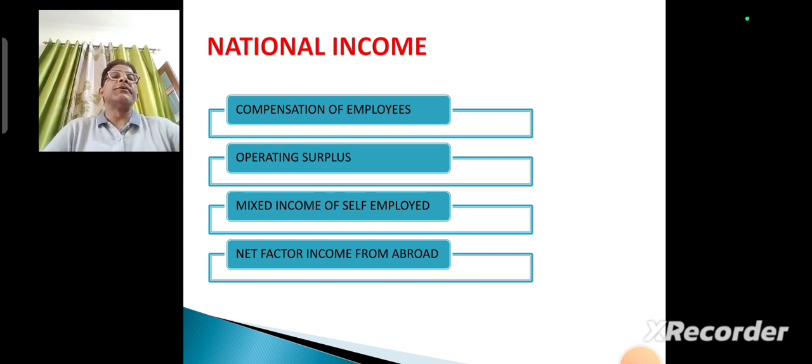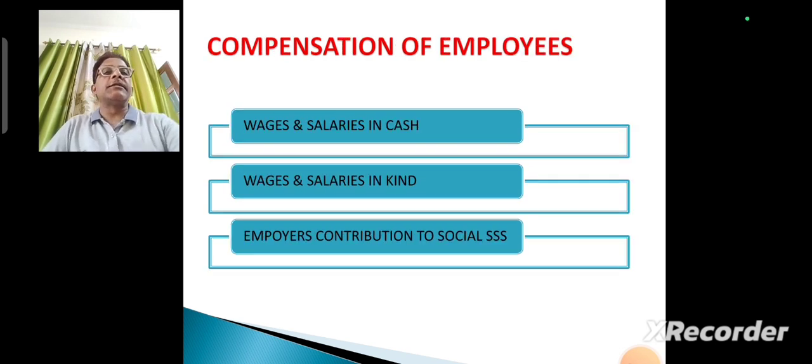The first one is the compensation of employees, second one will be the operating surplus, then you have mixed income of self-employed, and then you have net factor income from abroad. So these are the four components. If you are able to add these four components, then you directly get national income, that is NNPFC. Like I said, the individual components will be discussed in detail, and we'll be learning what all used to come in under this particular head.